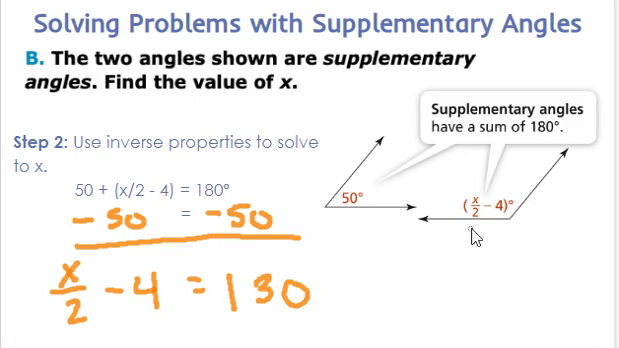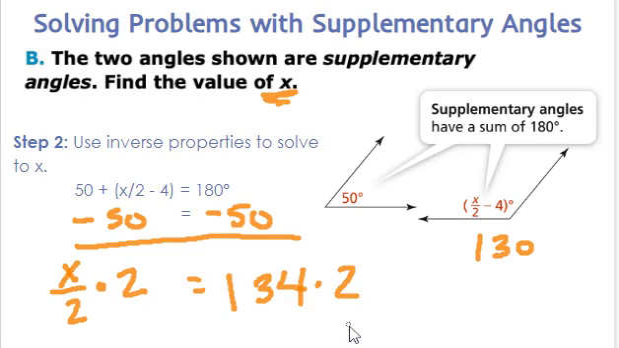Keep in mind, I know that this angle over here is represented by x over 2 minus 4, which means this whole angle over here is also equal to 130 degrees. However, I'm not done solving for the problem because this says to find the value of x. So my next step is to go ahead and add 4 to both sides. When I add 4, I get that x over 2 is equal to 134. My last step is going to be to multiply both sides by 2.